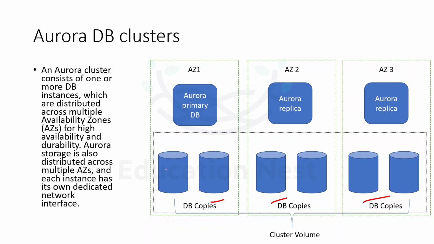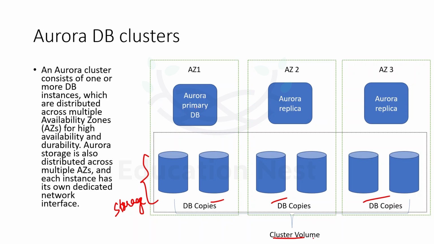We have two types of database instances. Now we know what a cluster volume is: a virtual database storage volume. So why is Aurora fast? It is because we have bifurcated the instance and the storage. That's why it is fast. If we see here, we can have two types of database instances.